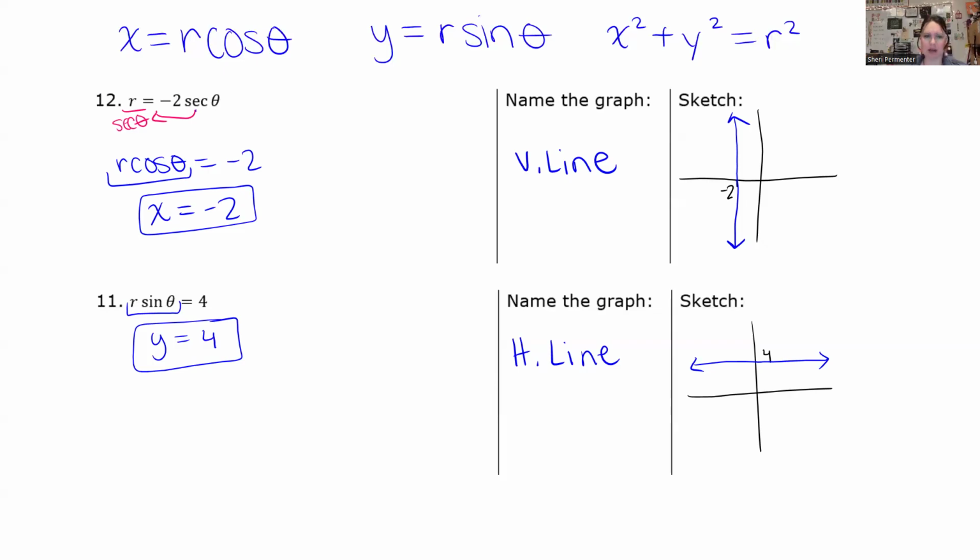Oh, why do I have them backwards for numbering? That's weird.